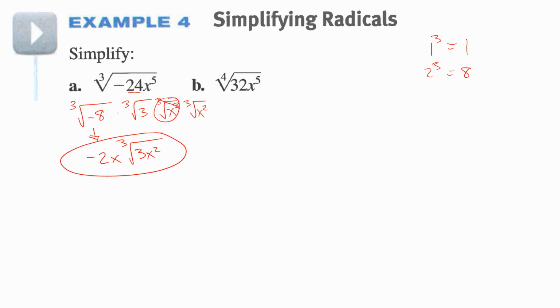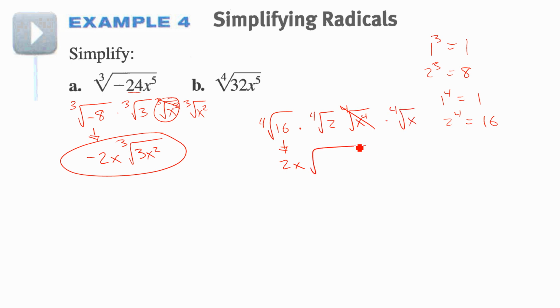All right, fourth roots. So 1 to the fourth is 1. What's 2 to the fourth? 16, and that goes into 32. So we have the fourth root of 16, which turns into 2, times the fourth root of 2, which can't come out, times the fourth root of x to the fourth, which will turn into regular x, times the fourth root of, there's one more x left over. So 2x times the fourth root of 2 times x.